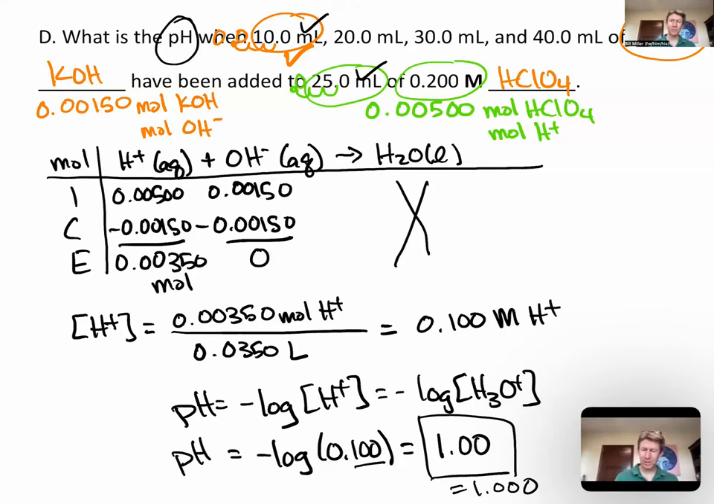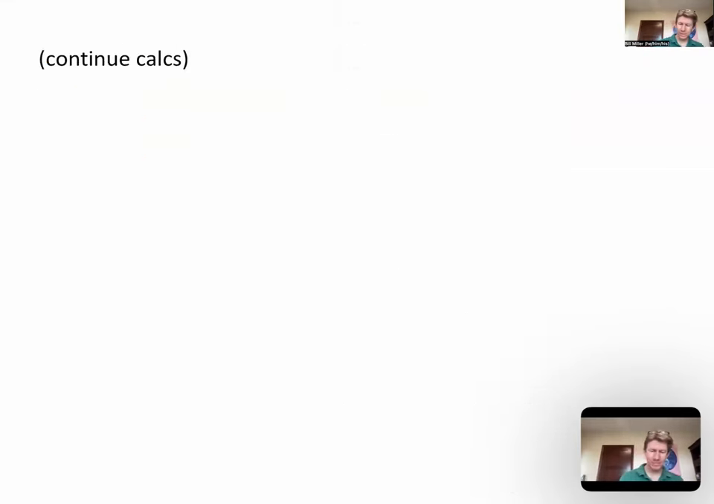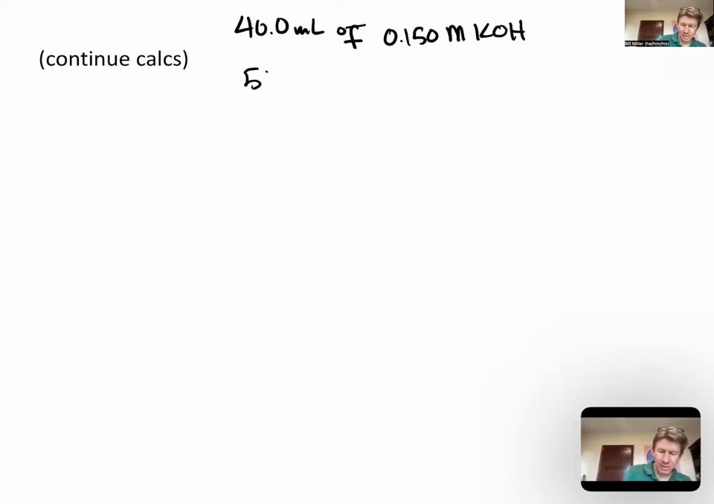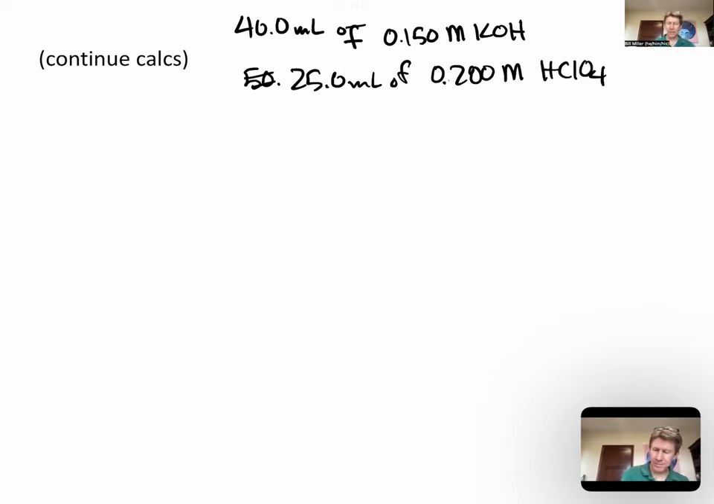Next one we're going to do is going to be the 40 milliliter case. So this is going to be 40.0 milliliters of 0.150 molar potassium hydroxide. And we've still got the same 25.0 milliliters of 0.200 molar perchloric acid. And we know already that the moles of the perchloric acid are going to be the same. That's 0.00500. And we're just going to jump straight to H plus.